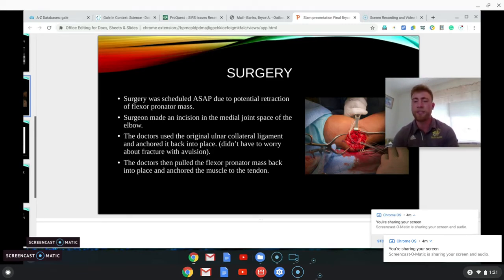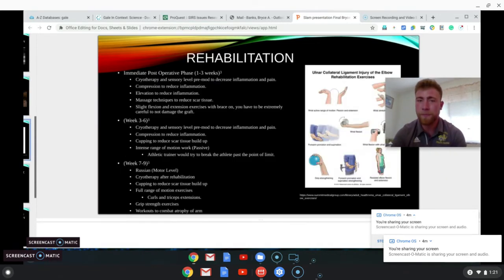The surgeon made an incision in the medial joint space of the elbow and was able to use the original ulnar collateral ligament and just re-anchor it back into place. The doctor also pulled the flexor pronator mass back into place and anchored the muscle to the tendon. Now the athlete was to start the long process of rehabilitation.